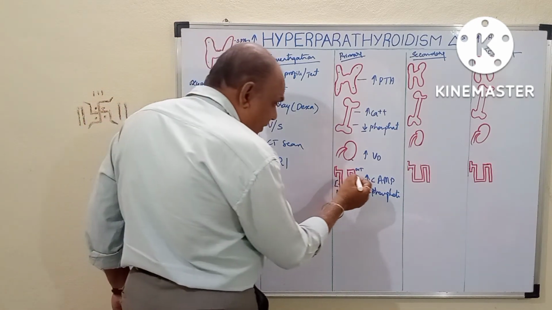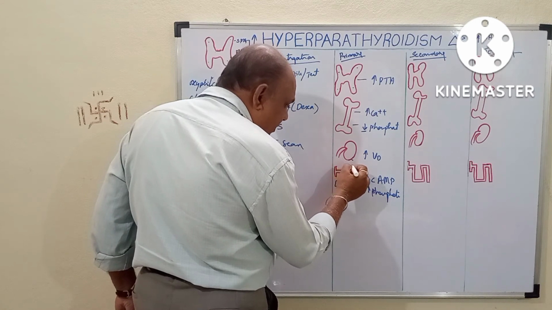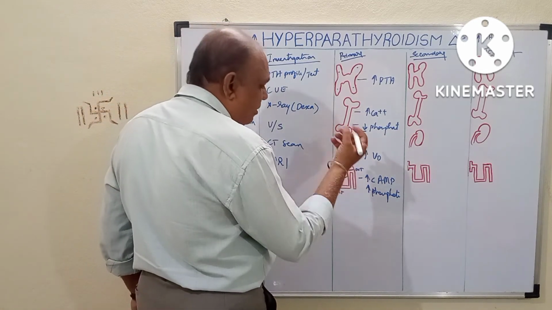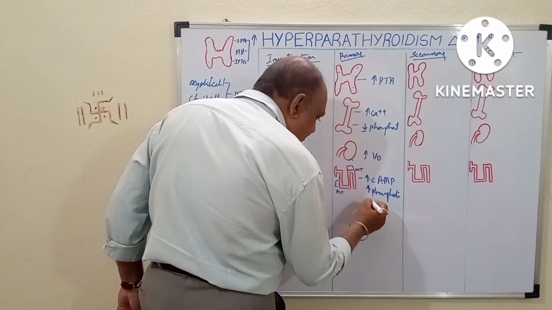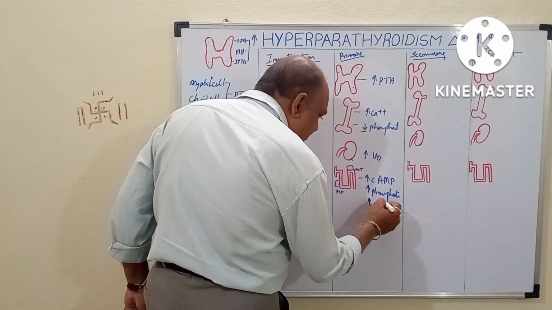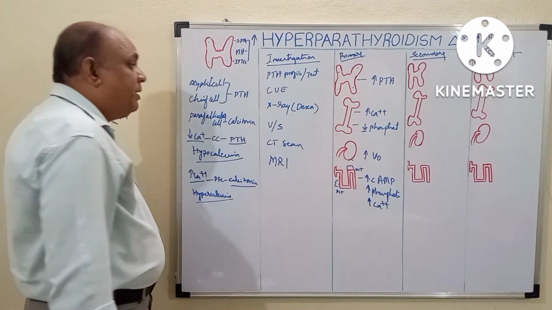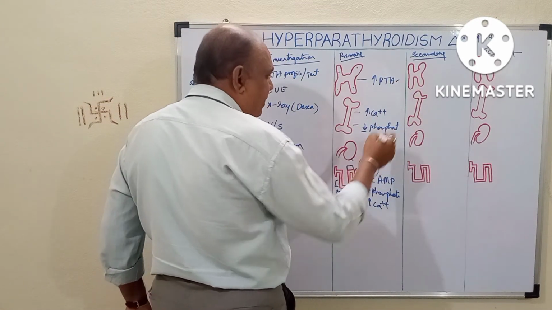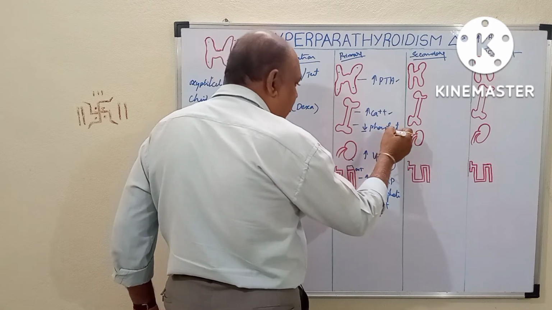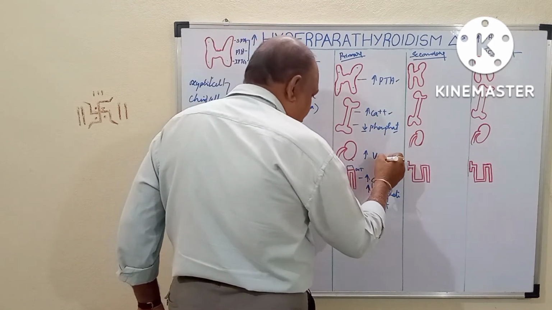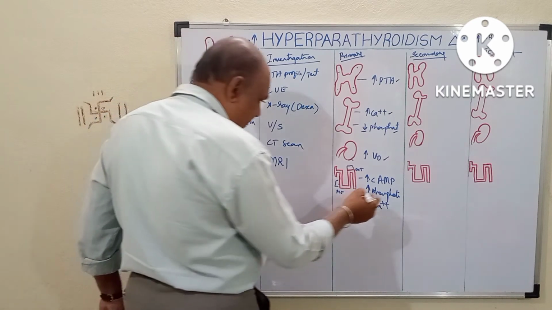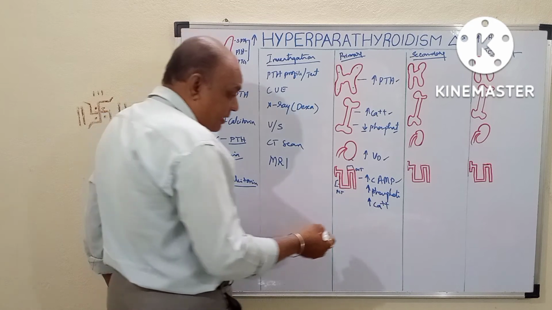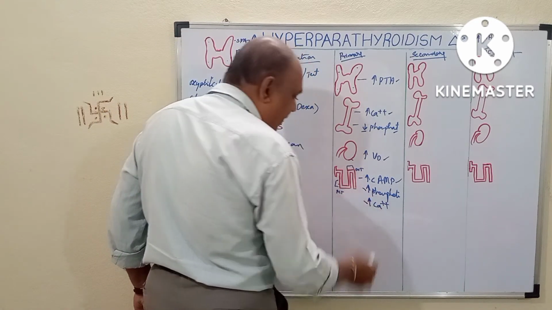Now, here in the distal convoluted tubule, the reabsorption of calcium will increase. So there will be high calcium levels. So in primary hyperparathyroidism, we can see high parathyroid hormone levels with high calcium levels in the blood, with low phosphate levels and high vitamin D, whereas in urine examination we can see high cyclic AMP levels with high phosphate levels and high calcium levels.